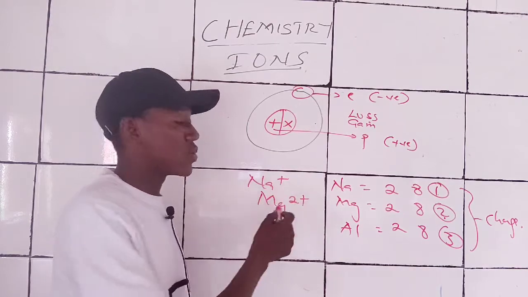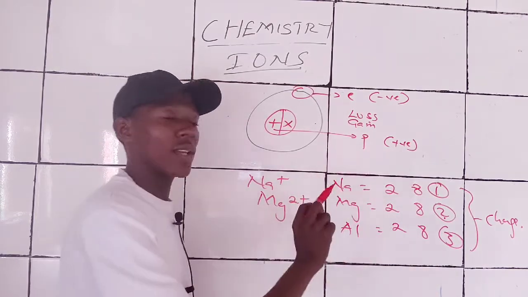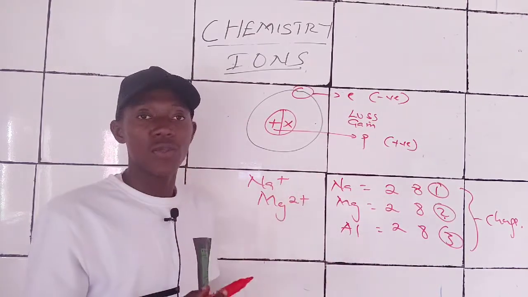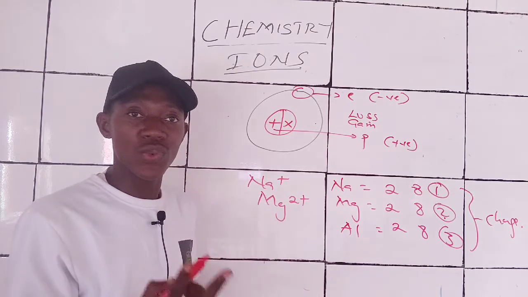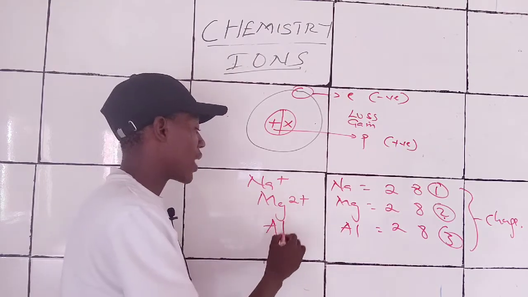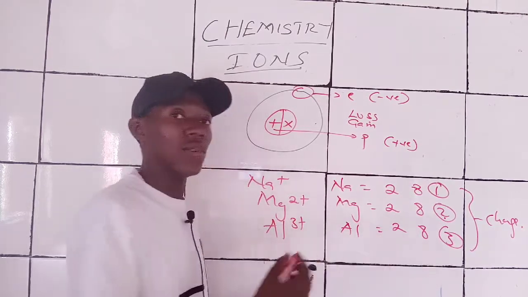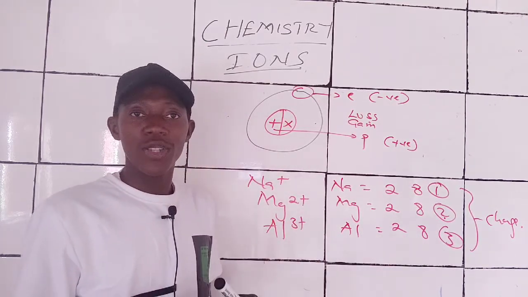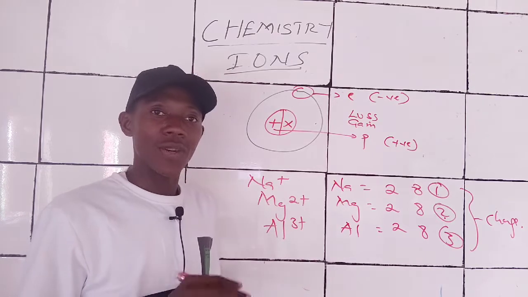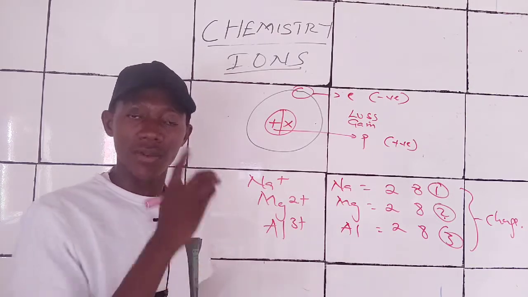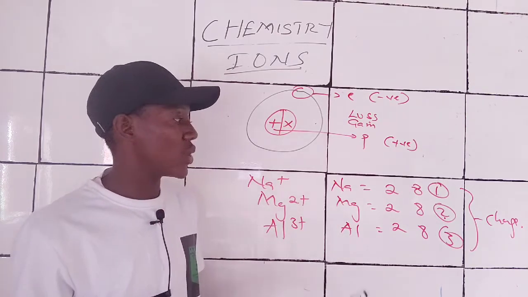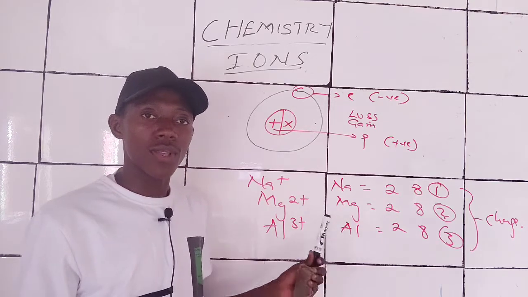So sodium is going to be sodium plus because it is losing 1. Magnesium is going to be magnesium 2 plus because magnesium is losing 2. And then aluminium is going to be aluminium 3 plus because aluminium is losing 3 valence electrons. Please note, the atoms that lose their electrons are those atoms that have valencies between 1, 2, 3.